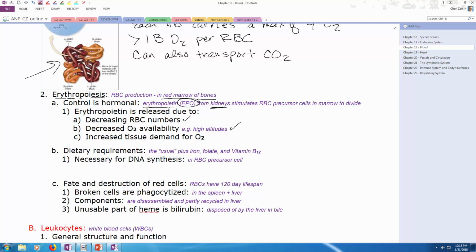And so that's what's interesting about people that live at high altitudes. Their blood is literally thicker than ours at lower altitudes or at sea level. So the higher up you go, the less oxygen in your environment. So therefore, you will actually produce more red blood cells because the kidneys will release EPO for that. And then increased tissue demand for oxygen. So what are some situations that are good examples of increased tissue demand for oxygen?